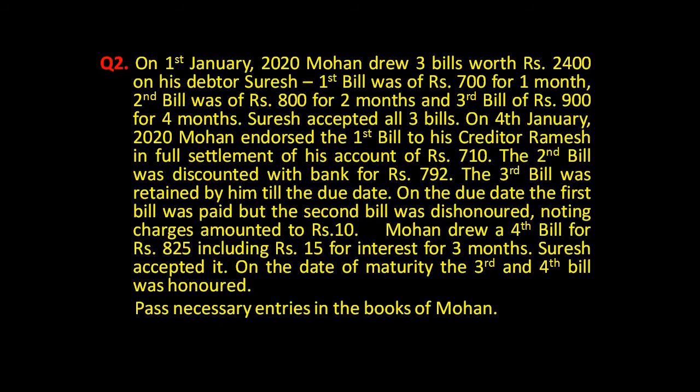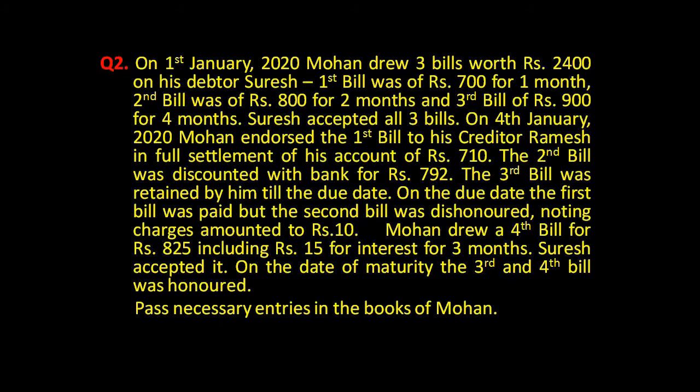Very good. On 4th Jan 2020, Mohan endorsed the first bill to his creditor Ramesh in full settlement of his account of 710. So what is happening? On 4th of Jan, the first bill which was for 700 is endorsed and there is also a discount. Then on the same date, the second bill was discounted with bank for 792. The third bill was retained. Guys, remember what Mohan did? He did not do anything with the third bill.